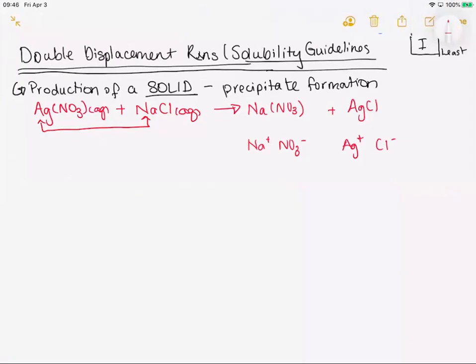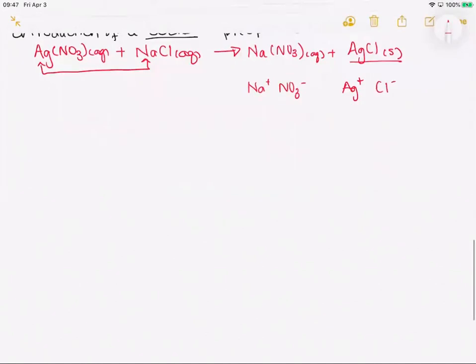Look on your solubility guidelines. You'll see that nitrate's rule is that everything is soluble, so I'm going to put aqueous. For chloride, for the halogens, I forget which rule it is. Most are soluble except for silver, mercury 2, and lead. So this is going to be a solid. This is my solid precipitate formed, which means that this reaction proceeds. Let's look at a reaction that won't proceed.